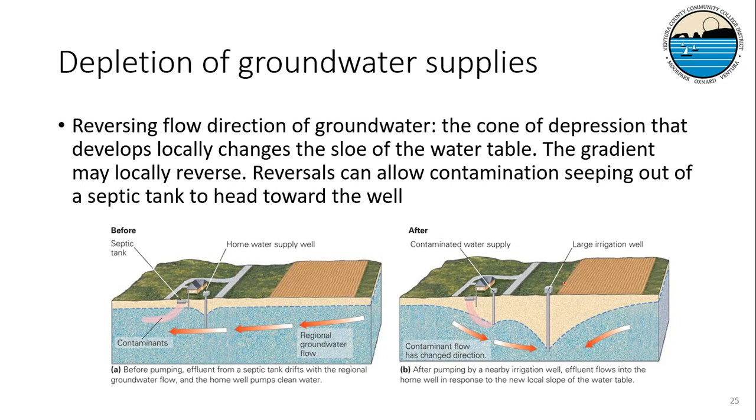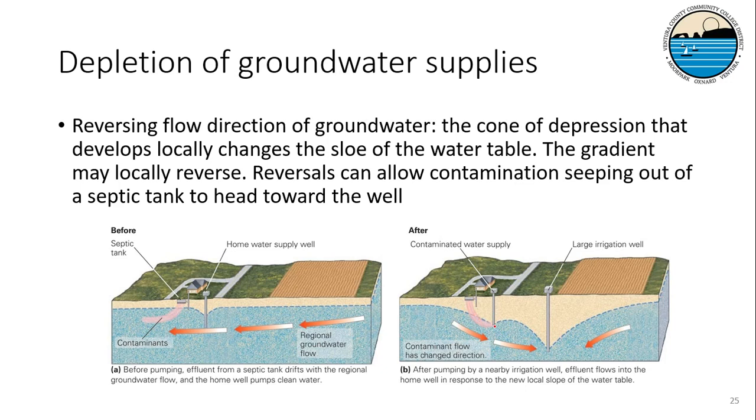There's also a problem when we have a reversing flow direction of groundwater, and that's where the cone of depression that develops locally changes the slope of the water table. The gradient may locally reverse, and reversals can allow for contamination or seeping from a septic tank, for example. So sometimes you have this cone of depression from withdrawal, and there are instances where you might have a reverse flow direction of groundwater, and this is where we have an issue of contaminants that could impact our water supply.